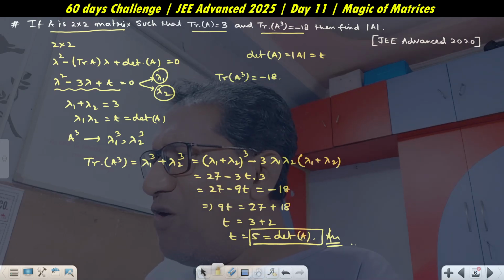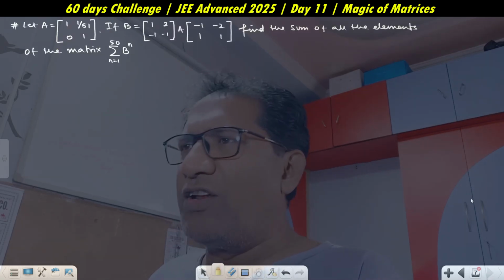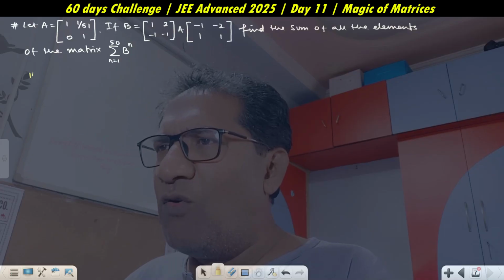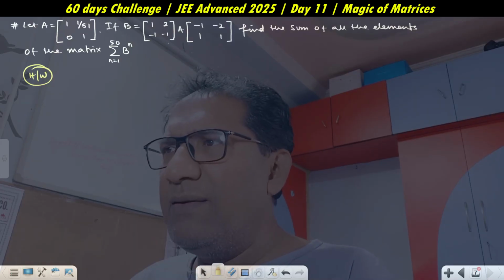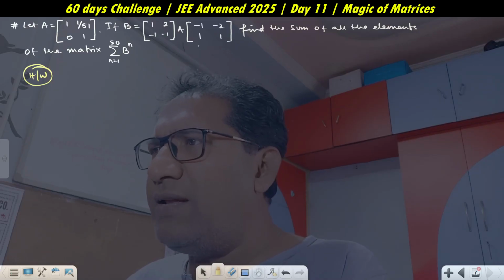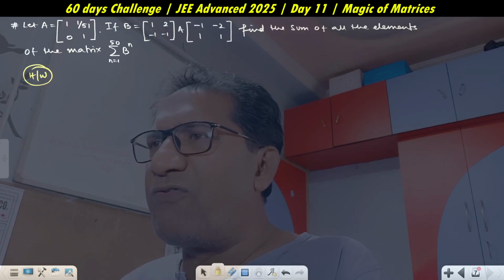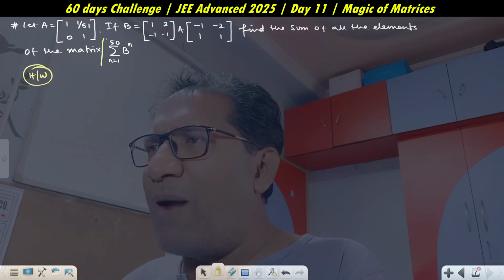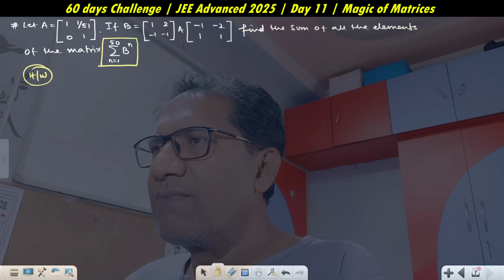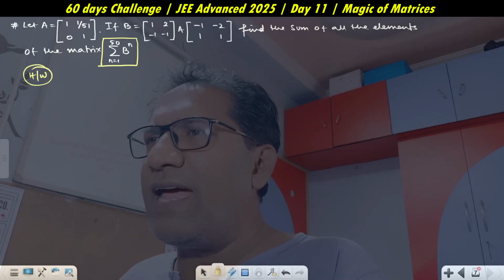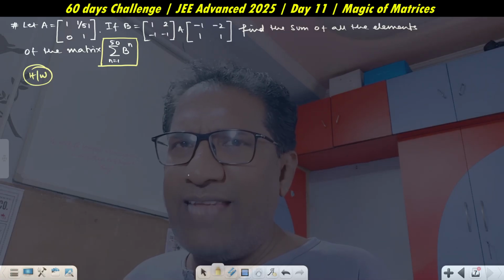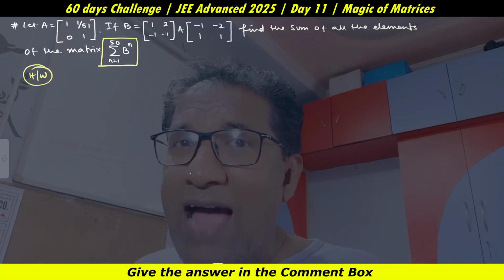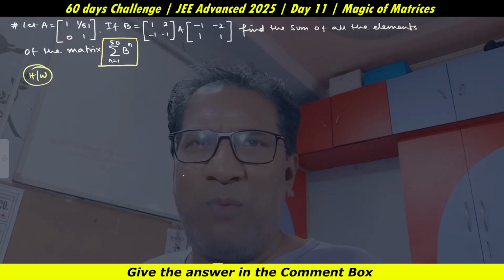So let me give you one problem for your homework. This sum is your homework. What is the question? A is given, B is given with another relation, A is in between. The question is, find the sum of all the elements of this matrix. So try to think on that and write the answer in the comment box.